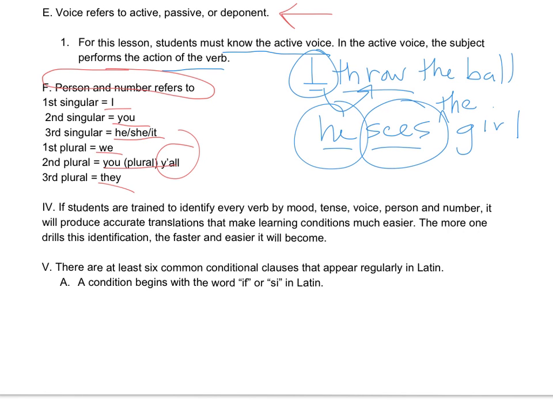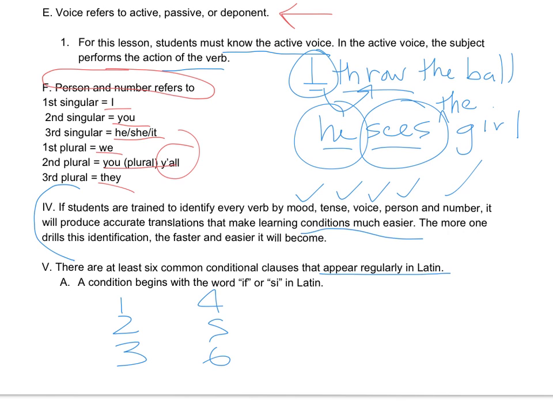My point in this lesson is that students are trained to identify every verb by mood, tense, voice, person, and number. It will produce accurate translations that make learning conditions, one of the hardest types of complex sentences, much easier. The more a student drills this identification, the faster and easier it will become. Now, there are a total of at least 6 common conditional sentences that regularly appear in Latin, and that's what makes learning conditions hard. There are 6 different varieties that you have to kind of memorize or learn.